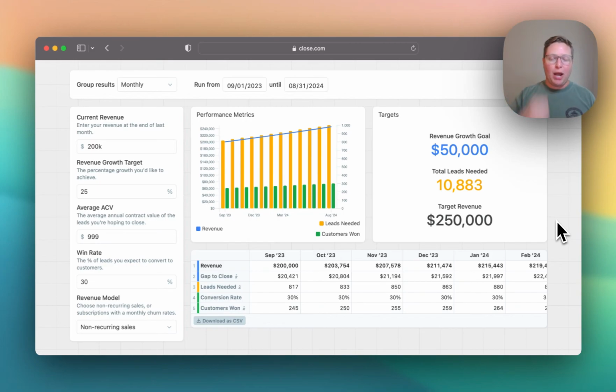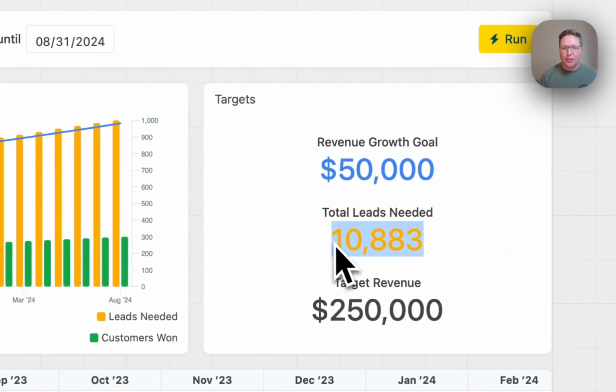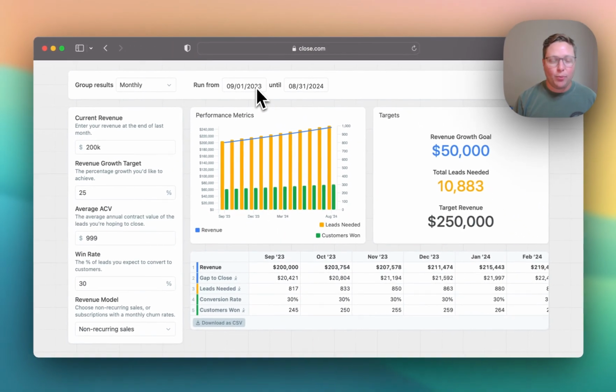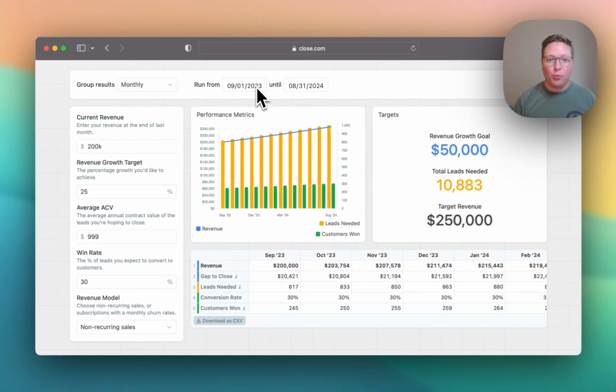So that's why we built this free revenue growth calculator tool. Let me dive in and show you how it works. In order to get what you need in terms of leads needed, we need to fill out a few things. The first thing up top is the duration of time you want to run this calculator or simulation. By default, it's set to a year. So let's keep it at that. Let's set this example over the course of the next 12 months.